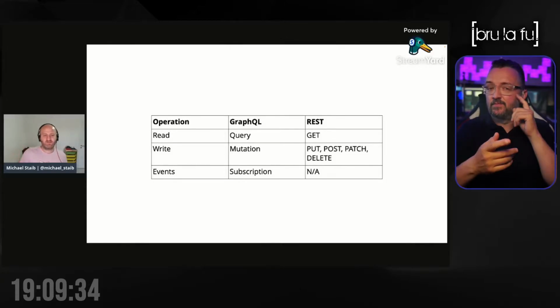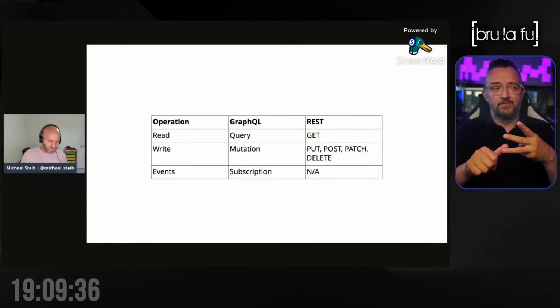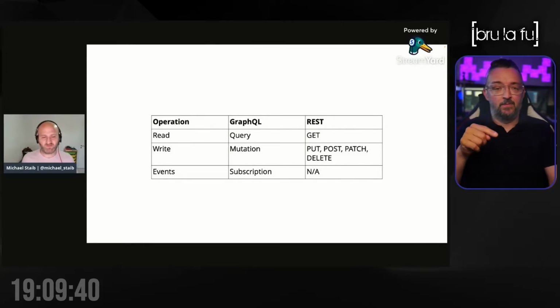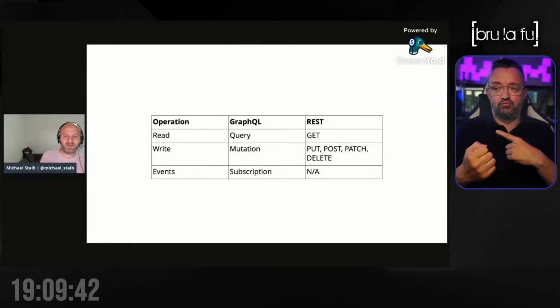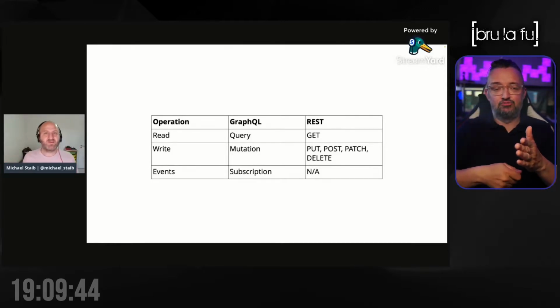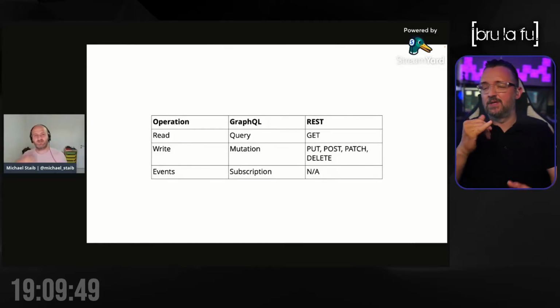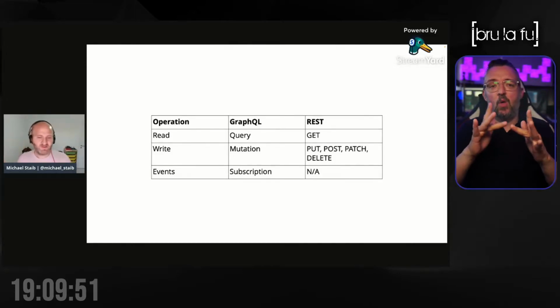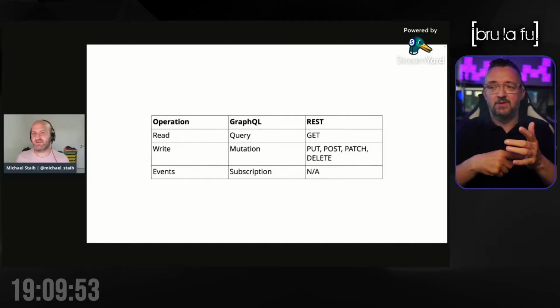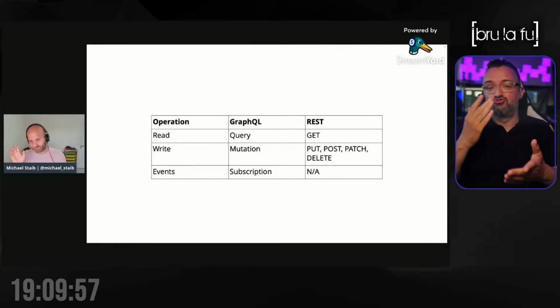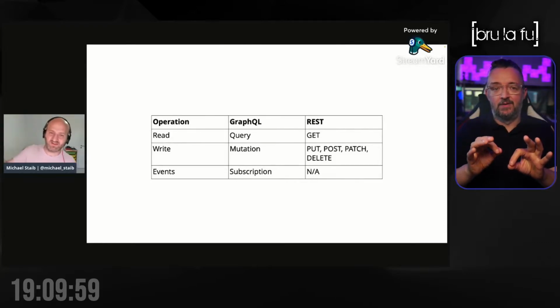And then there are real-time events. And this is really powerful in GraphQL. It's called a subscription, and we actually don't have anything like it in REST. There are other technologies, like you could use SignalR, you could use WebSockets, but there is nothing baked into the concept of REST to do real-time requests. It's always this extra thing.